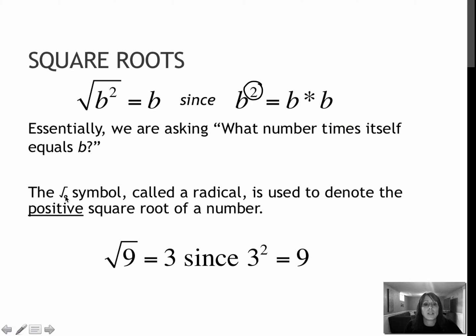It's important to understand that this is called a radical symbol. It's called a radical, and it gives us the positive square root of the number. So as we move into MA 101, you will start to learn about positive and negative square roots, but for now, we'll stick with just the positive square root.